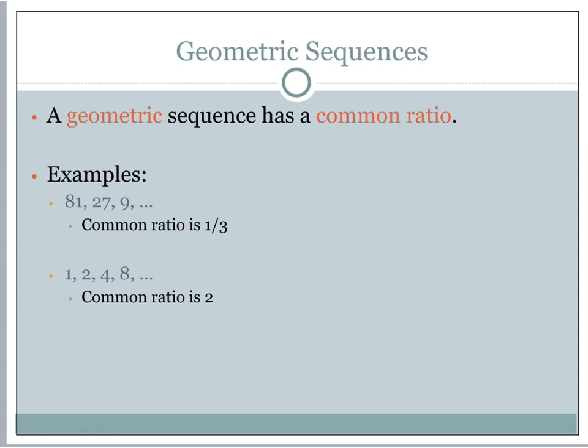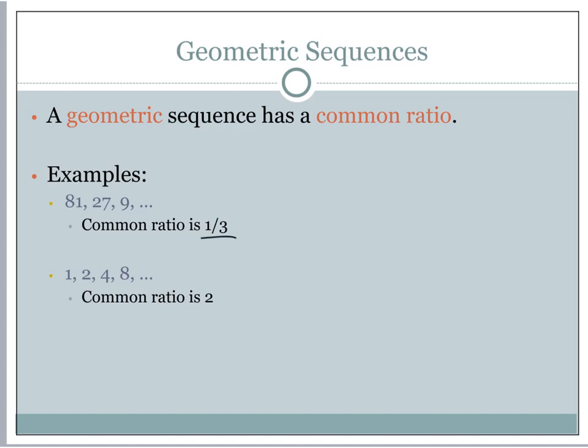There's another type of sequence that we're going to look at called geometric sequences. A geometric sequence has a common ratio. So instead of adding or subtracting a constant to each term, now we're going to be multiplying by a common ratio between each term. In this first example, 81 and 27 and 9, the common ratio is 1/3.